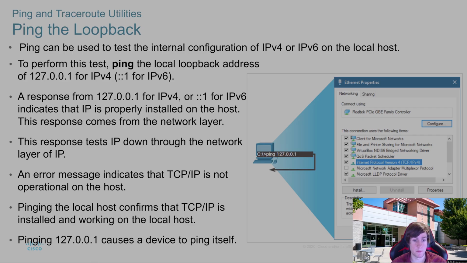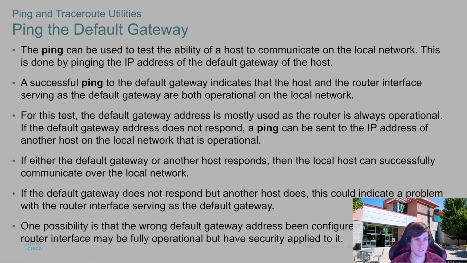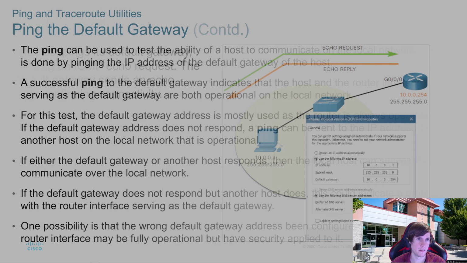And then the response tests the IP down through the network layer. So we're going to make sure that our IP is set correctly, and then it'll tell us if it's not operational, if it can't communicate on the network or not. So pinging the default gateway, like I said, you're just making sure a network's ready to accept packets. If it can't do a ping, then it's not ready for any other kind of packets to go through it.